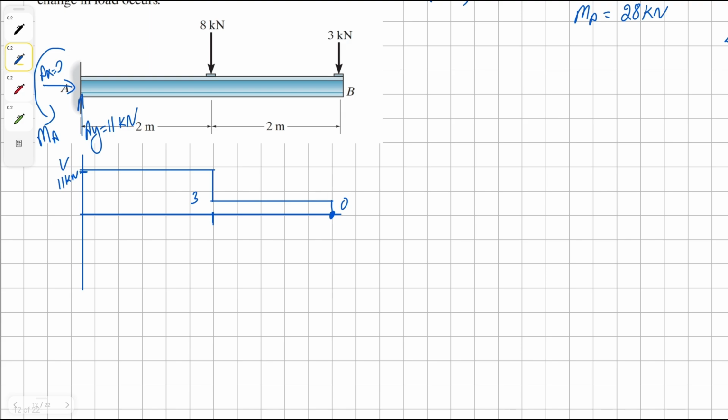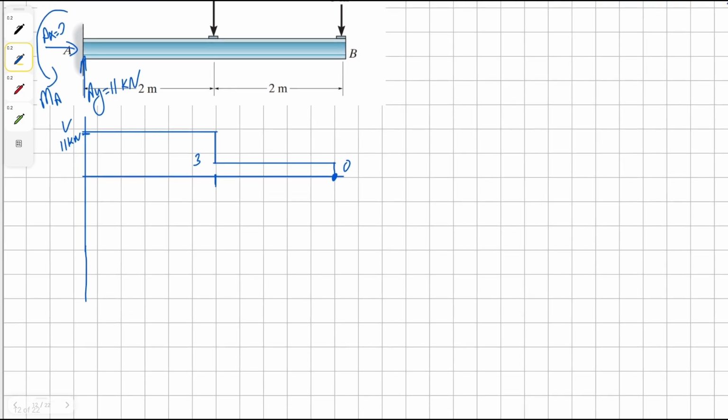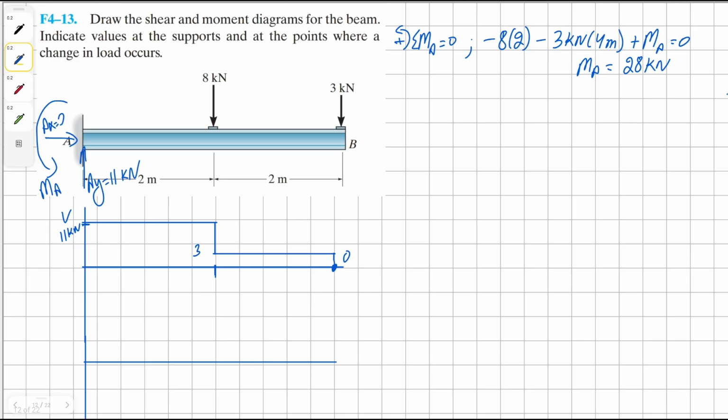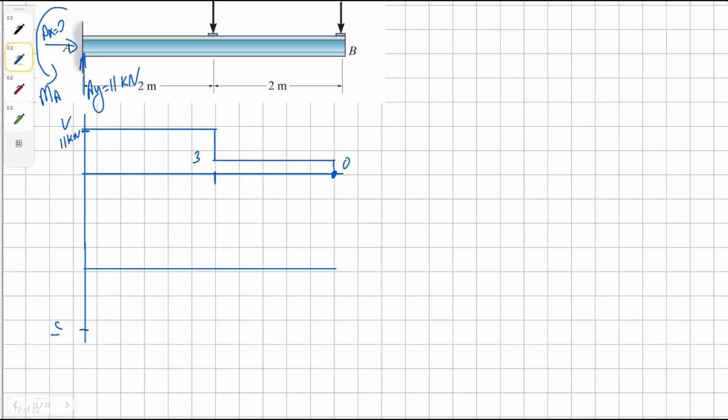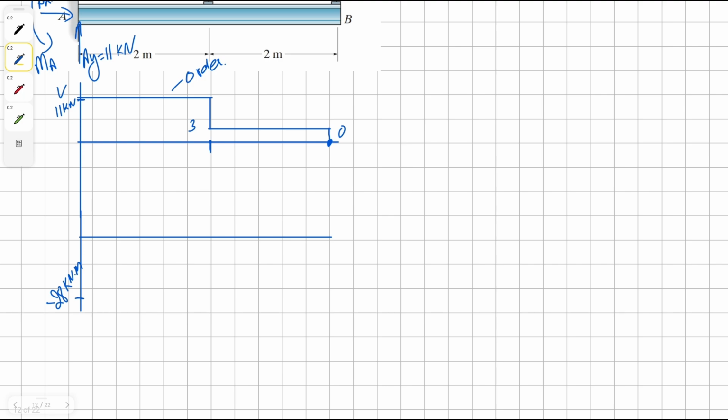Now we can start with the moment diagram. For the moment diagram, we're going to start at negative 28 kilonewton meter. And this is our zero order line. We need to determine our area here for this whole area.